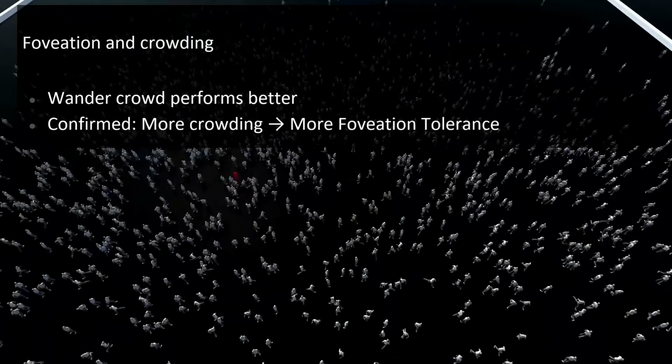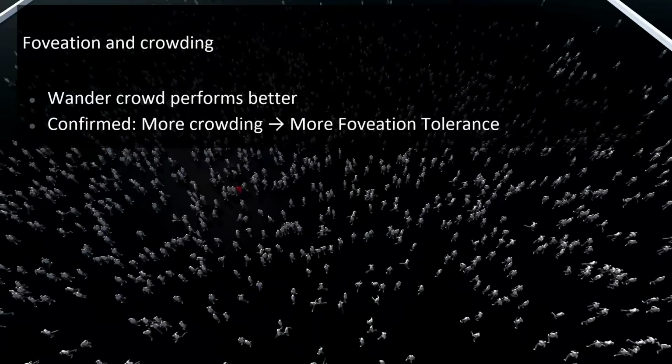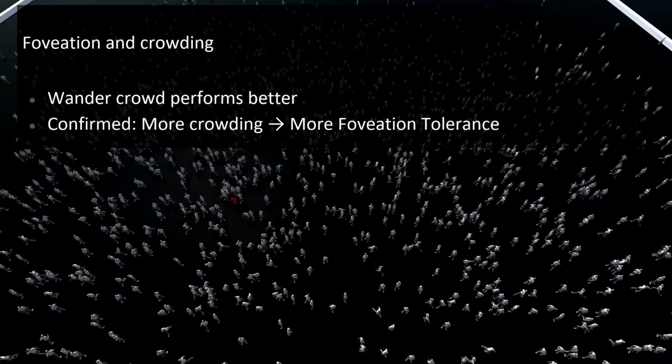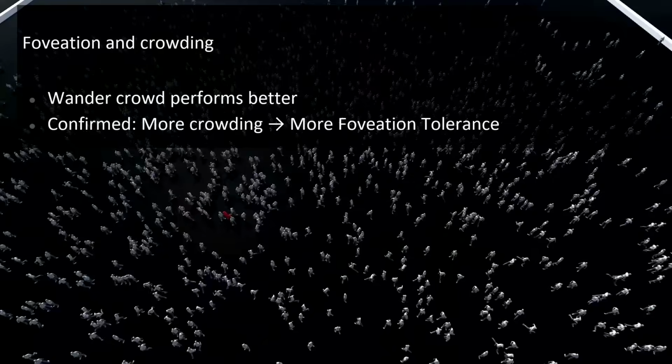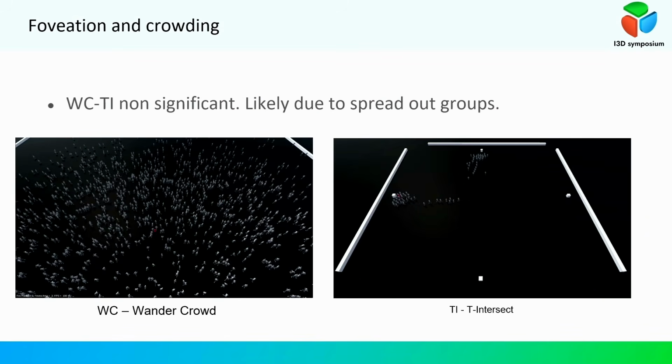As we were saying before, Wondercrowd performs generally better than all other scenes. So we believe this confirms our hypothesis that more crowding leads to more foveation tolerance. However, as I mentioned before, we found that Wondercrowd has no statistical difference with the T-intersect scene. And we believe this is because in this specific scenario that you see on the right, we have 2 very specific groups with very high crowding, which generates a similar effect as it would in Wondercrowd. Thus, why they perform similarly.